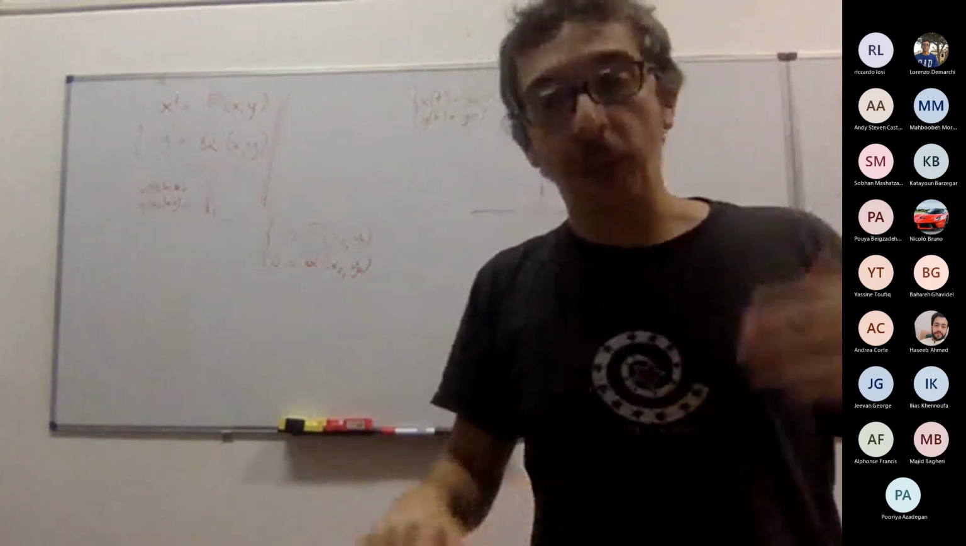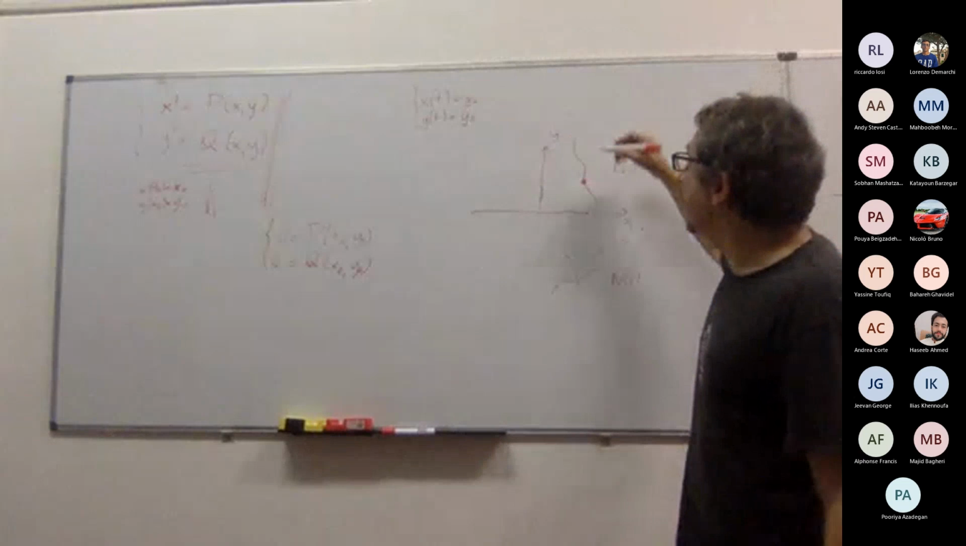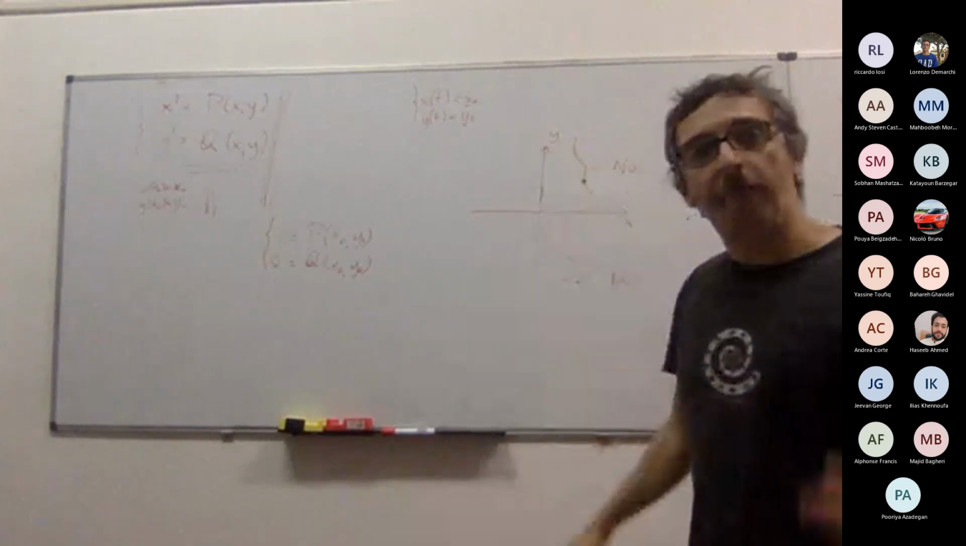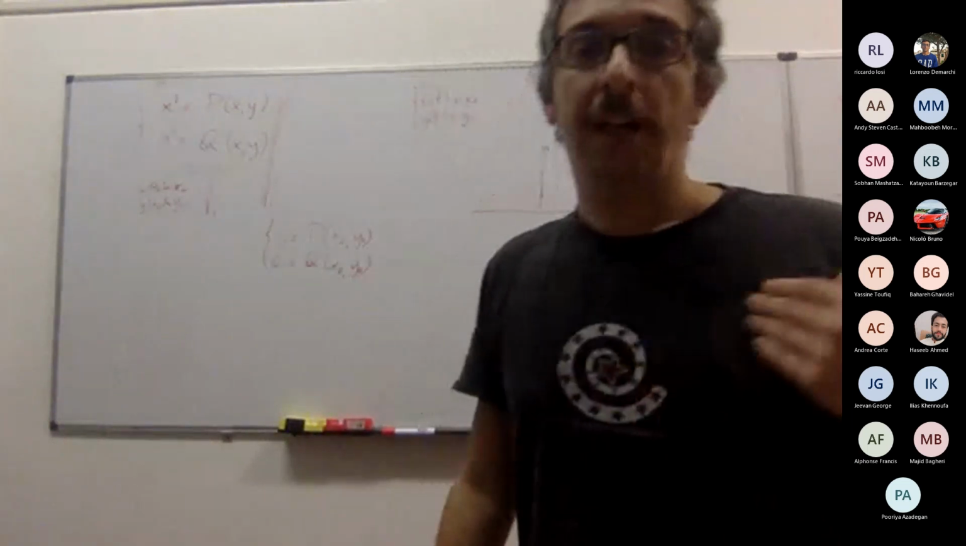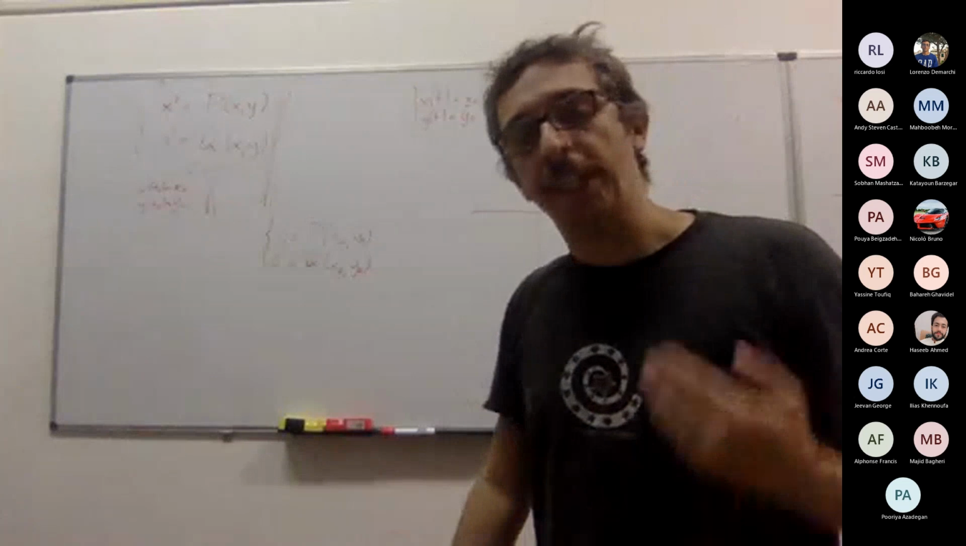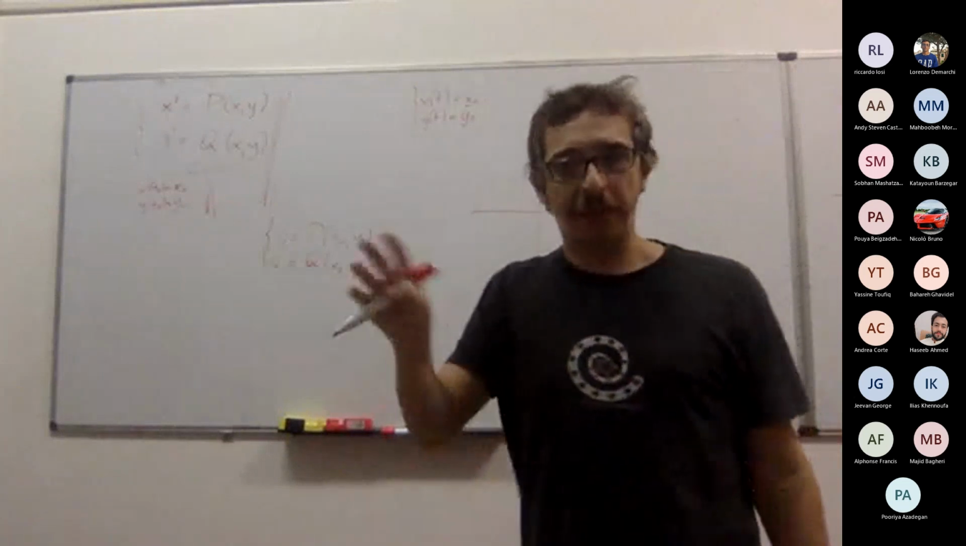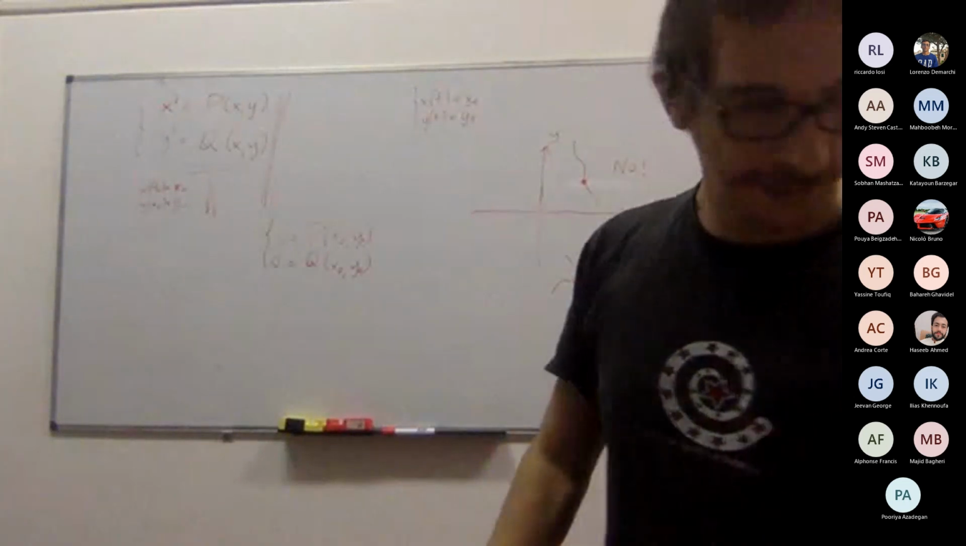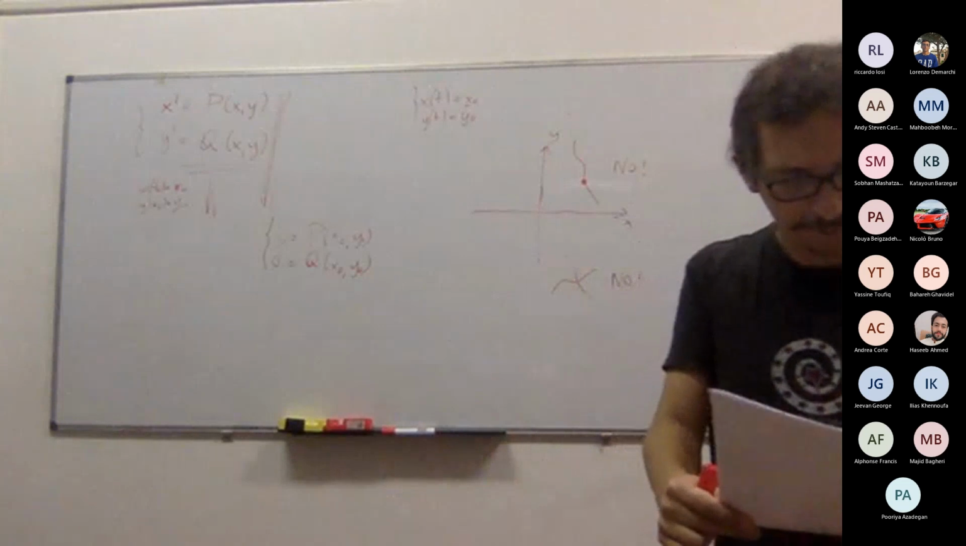What can happen, and we will see later, is that an orbit approaches a critical point for t that goes to plus or minus infinity. We will see in a second why plus or minus infinity.